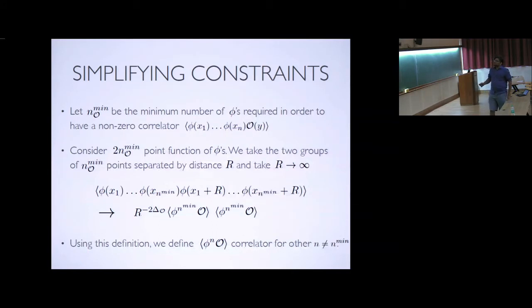So now, once I have defined what I mean by a correlation function of this kind, where n is equal to n minimum, let me define this for general n. The way I do it is that instead of considering a 2n minimum point function, I consider an n plus n minimum point function and take this to be very far. Whatever I get here, I divide by n minimum of O, and whatever is left would be my definition of a general correlator of this kind.